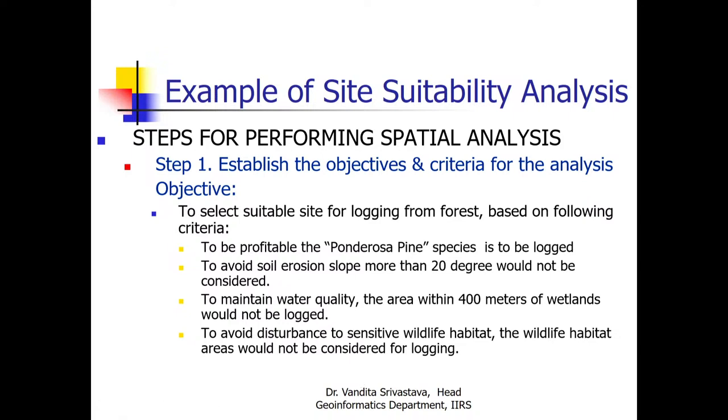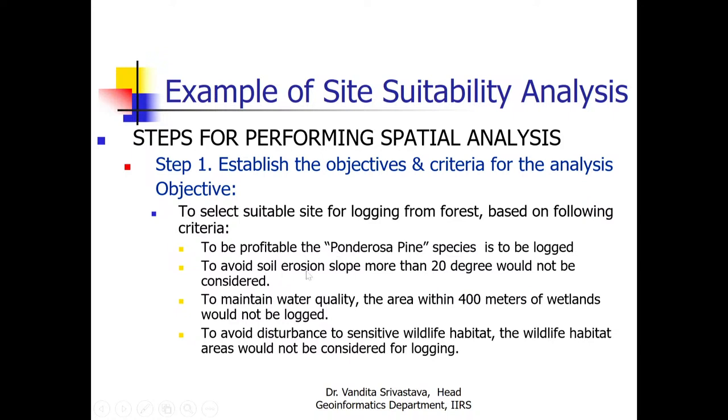It is to select the right parameters for integration. So let us go one by one for each step. So to be profitable, ponderosa pine species is to be logged. Now where do I get this information? I get it in a vegetation map. So I require a vegetation map to process this criteria.